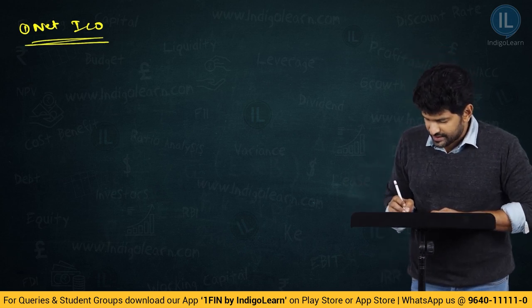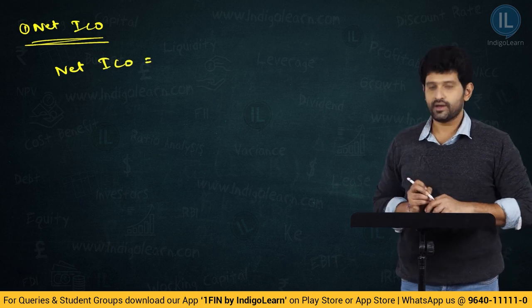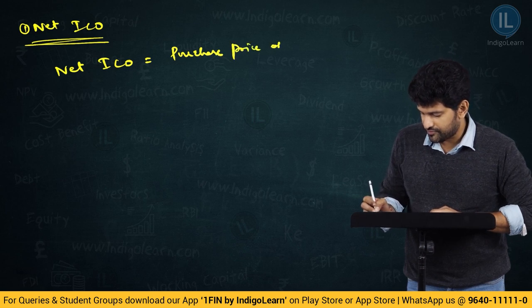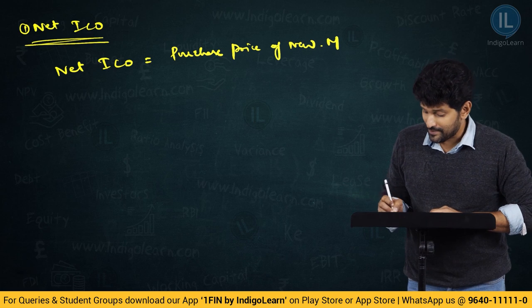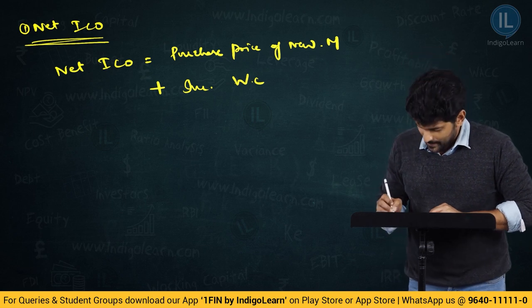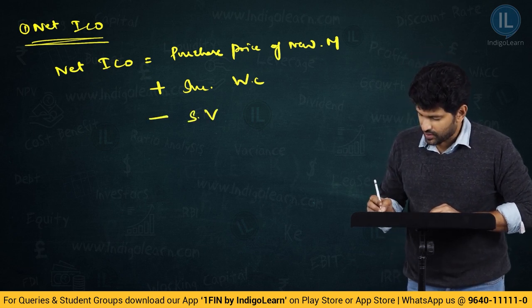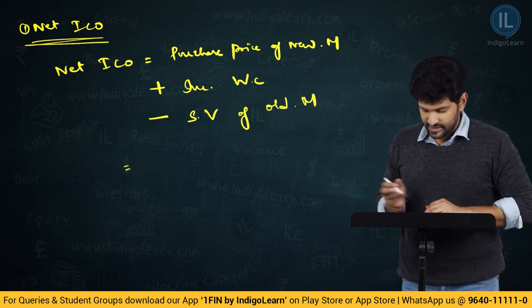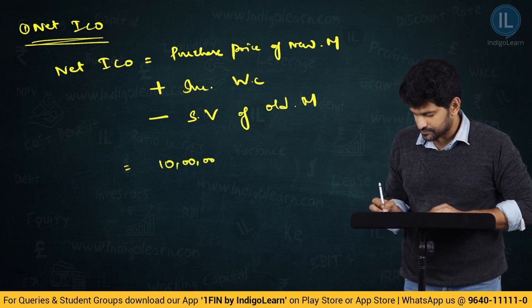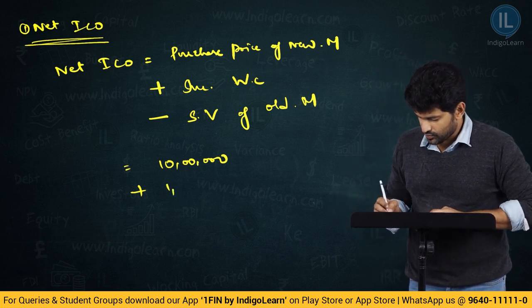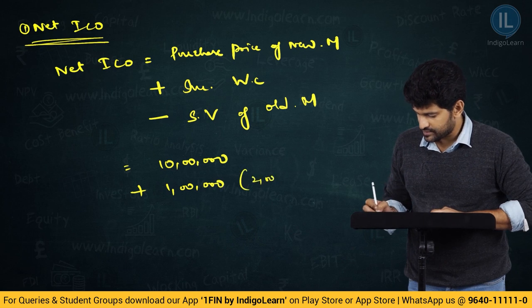Now, what is net initial cash outflow? Step by step, we will write purchase price of new machine plus incremental working capital, this is also an outflow, minus sale value of old machine. What is the purchase price of new machine? Cost of new machine is 10 lakhs. Plus, what is the incremental working capital? 2 minus 1, 1 lakh.